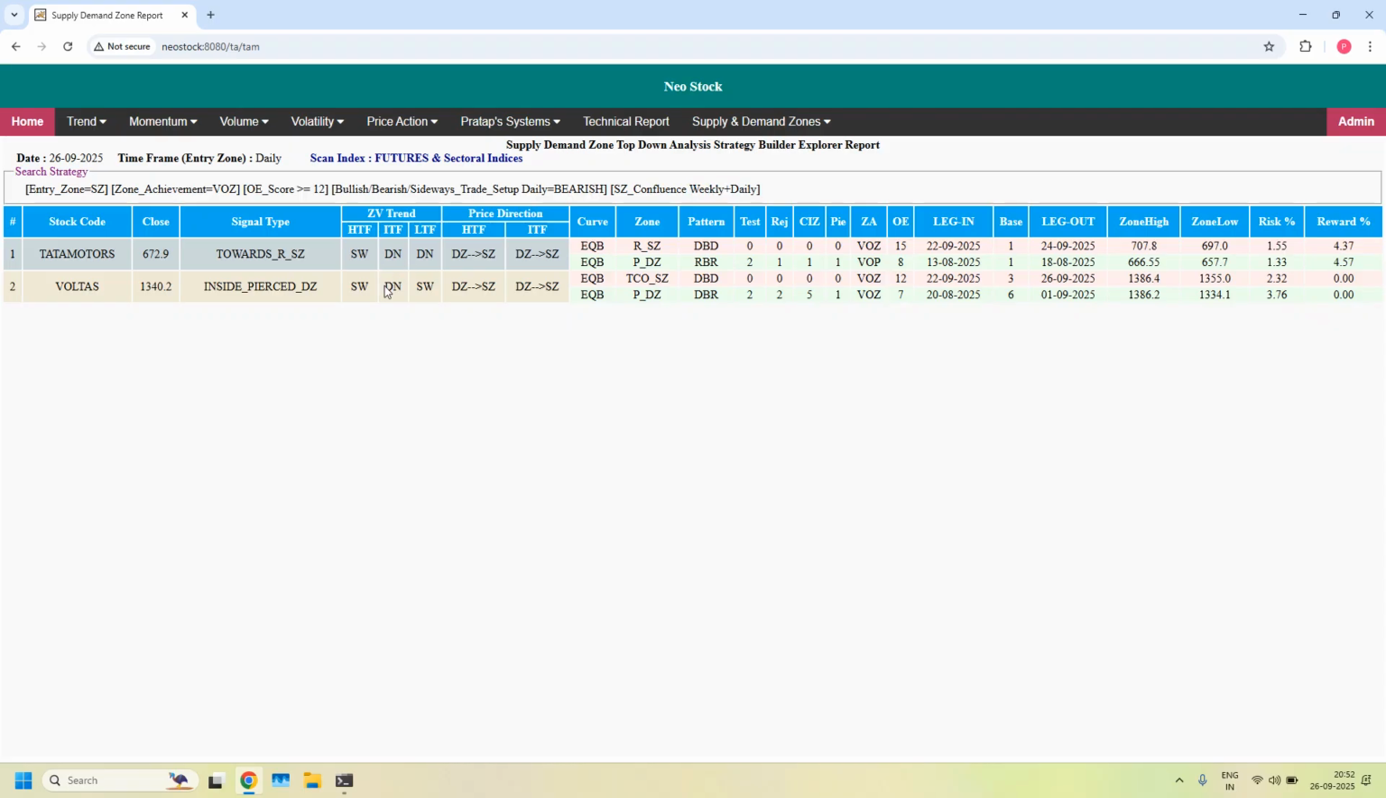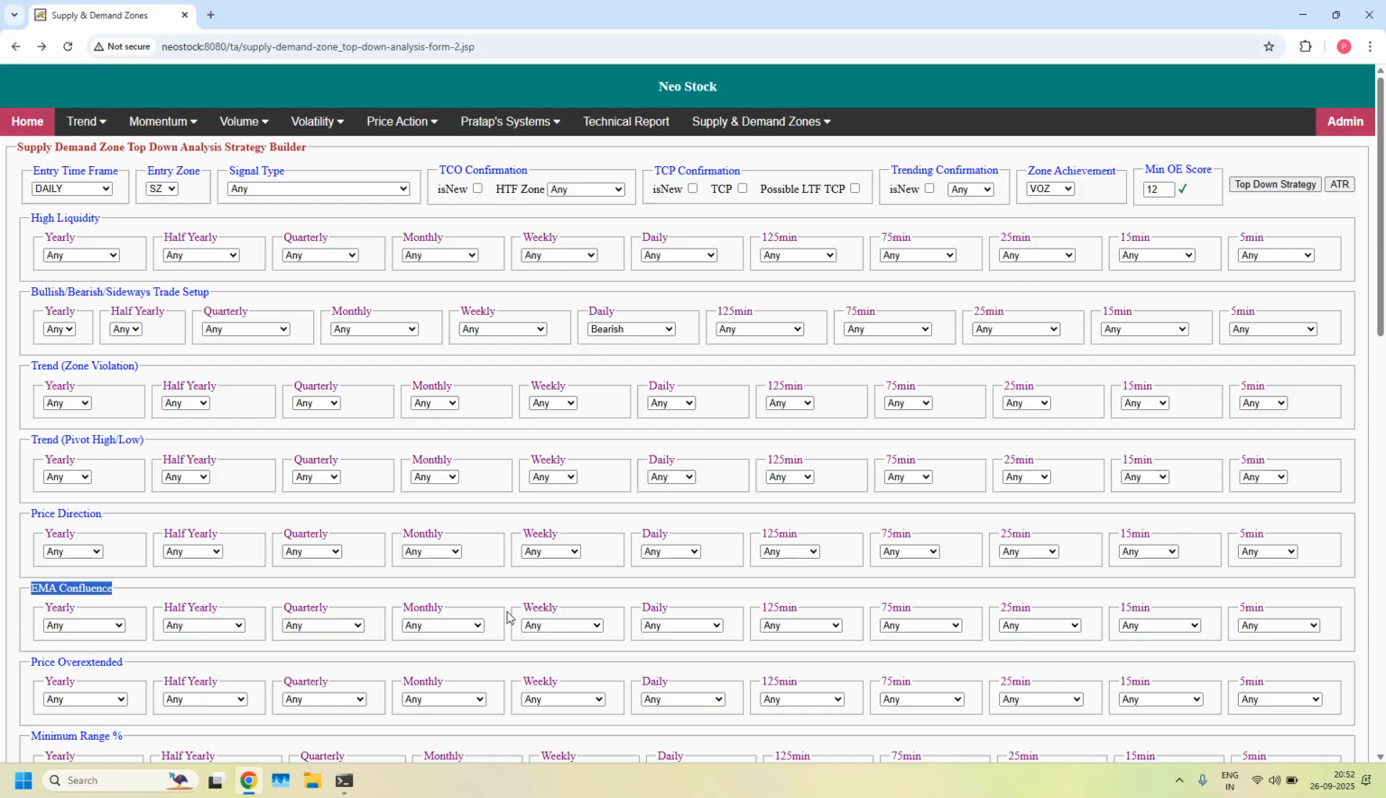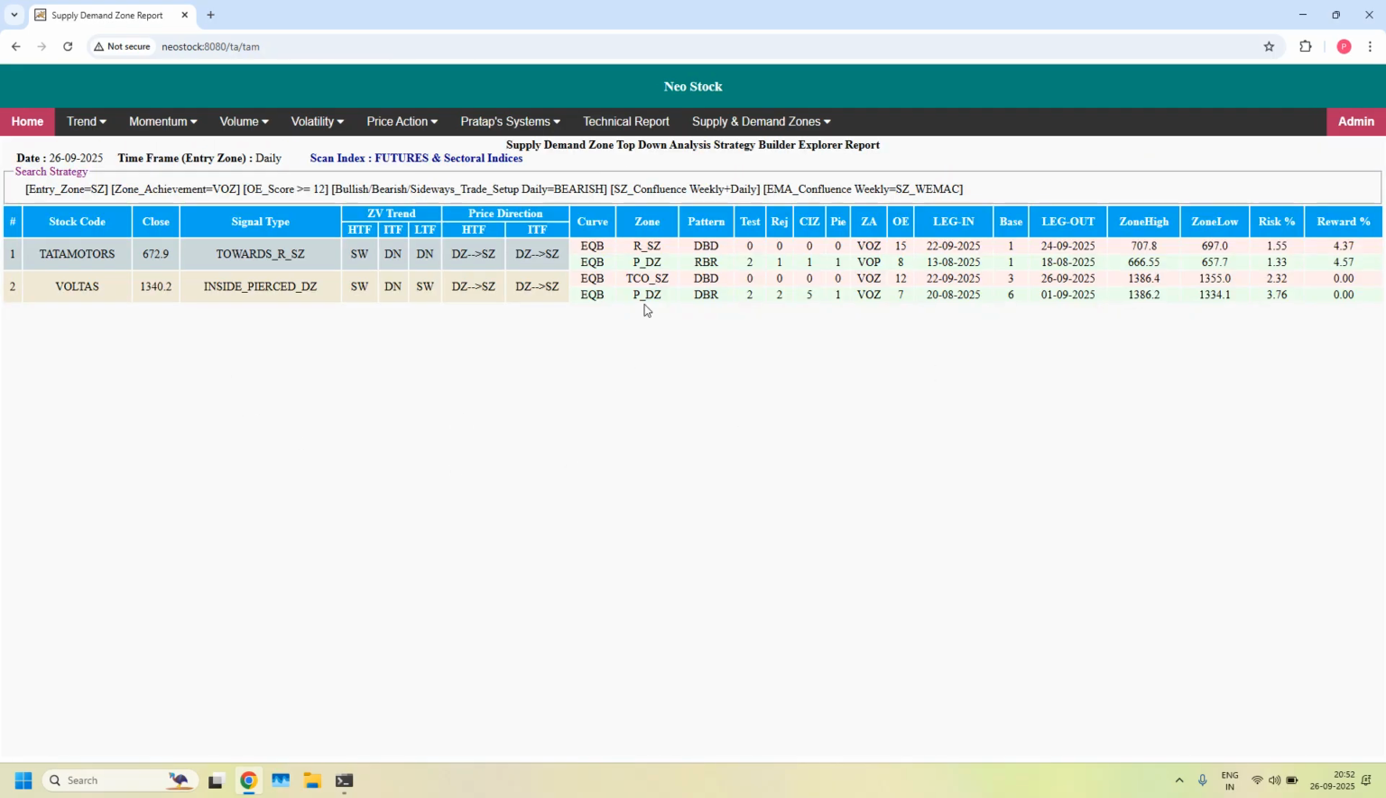And weekly trend is downtrend. Let's verify if any of these 2 stocks are having weekly supply zone with weekly EMA confluence. Both are filtered. So that way these 2 daily supply zones are having more high probability to get success.